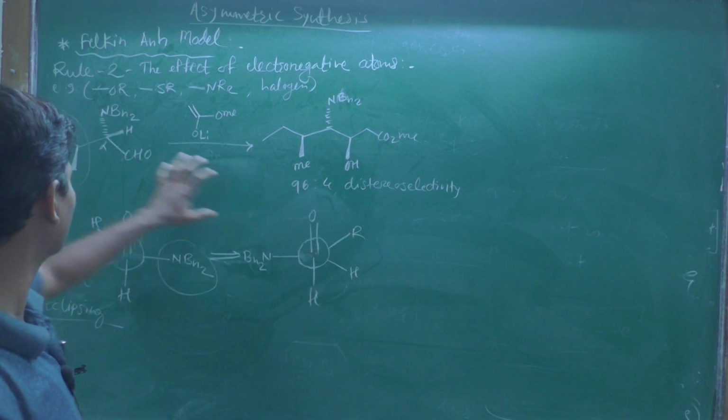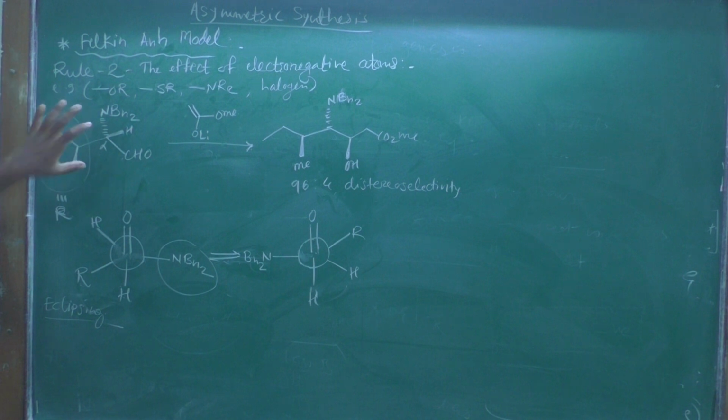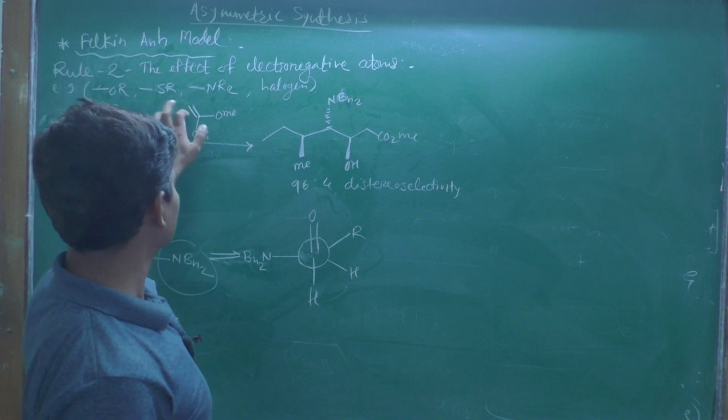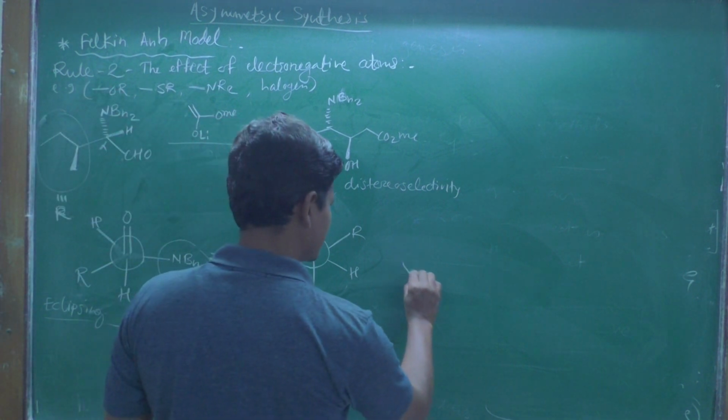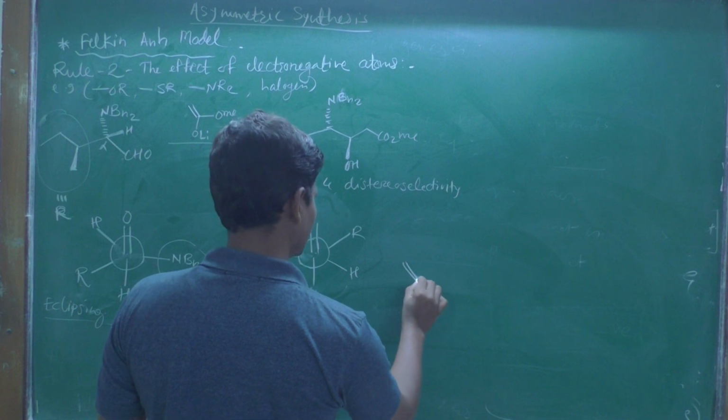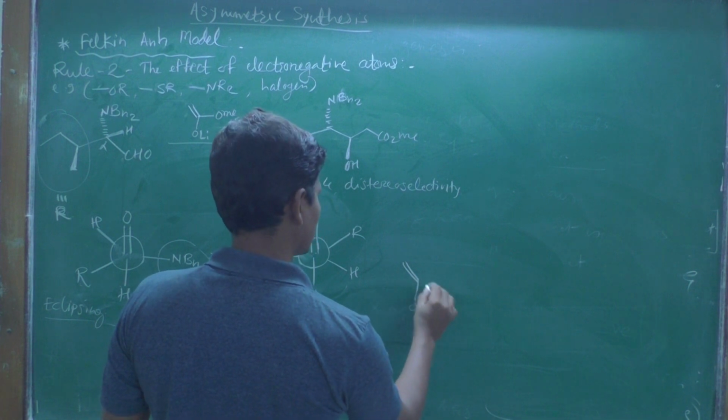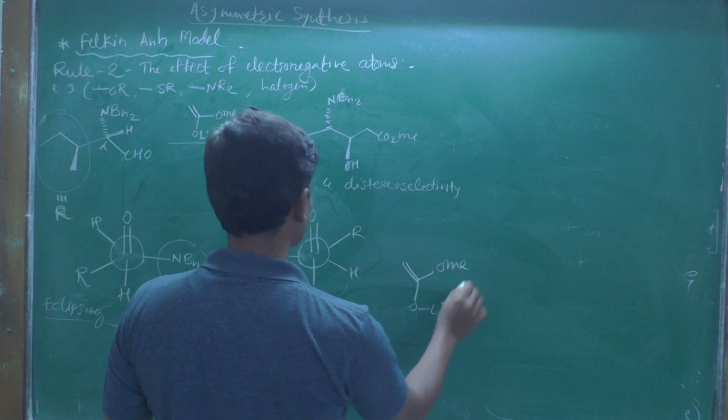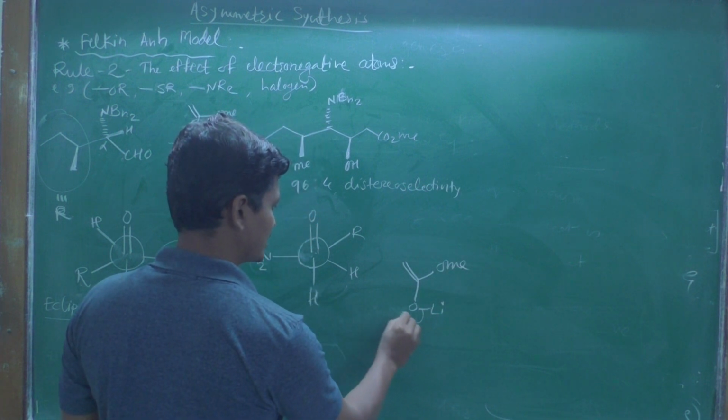Here R is nothing but this whole group, the circled group. Now our nucleophile, that is LiO, OMe, will attack like this.